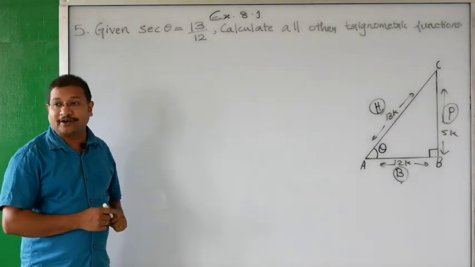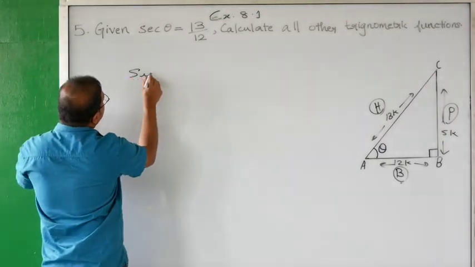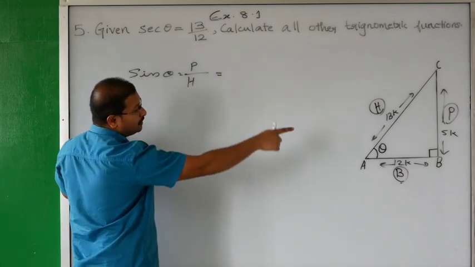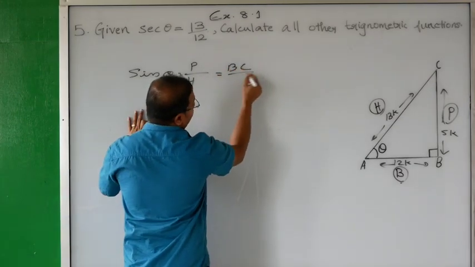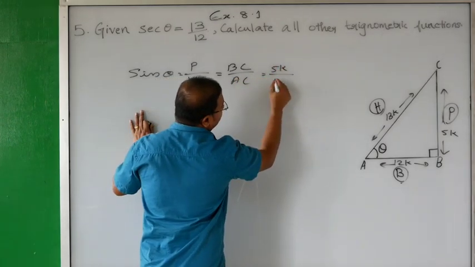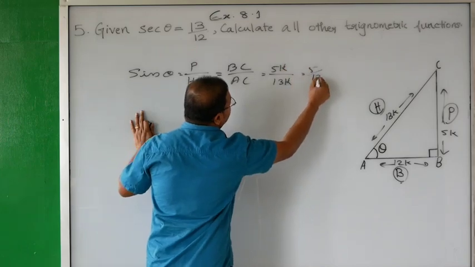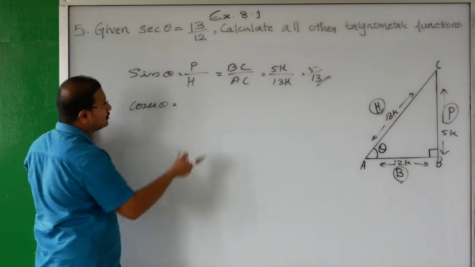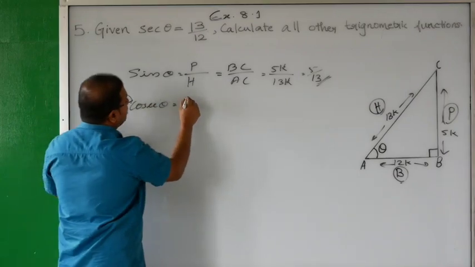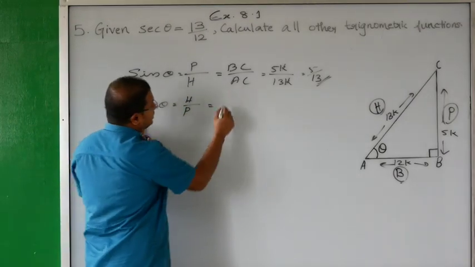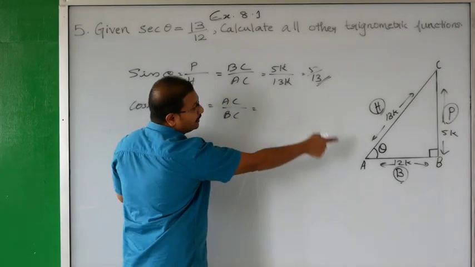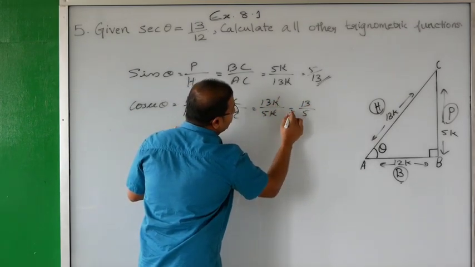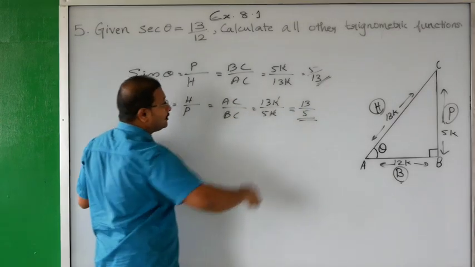Let's find out all of the trigonometry functions. First we'll find out sine theta equals perpendicular by hypotenuse. Perpendicular is what according to this diagram? Perpendicular is BC by hypotenuse AC equals 5K by 13K. KK will cancel, we'll get 5 by 13, that is sine. Now we'll find out cosec. Cosec theta is inverse of sine, that means hypotenuse by perpendicular. Hypotenuse AC by BC, 13K by 5K. KK will cancel, 13 by 5. So cosec theta equals 13 by 5.